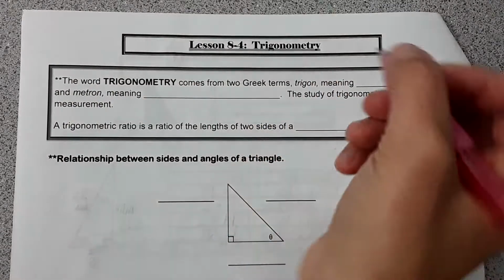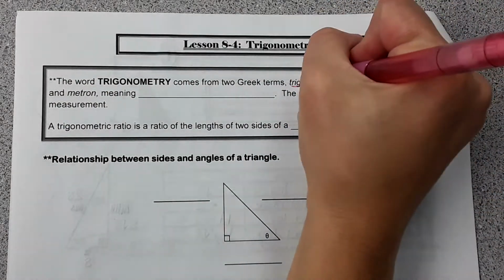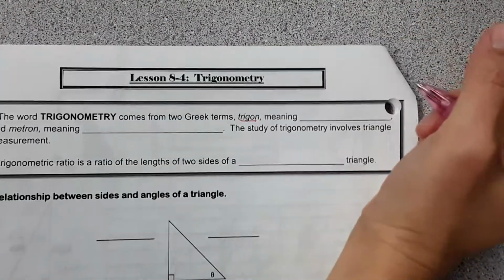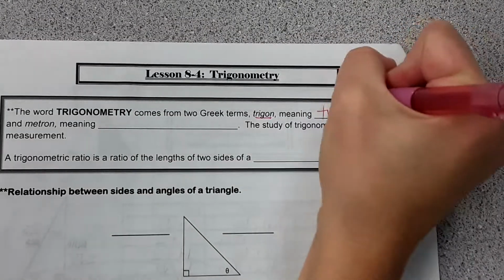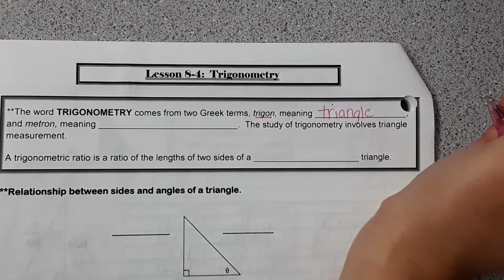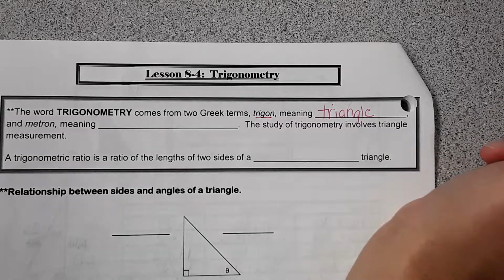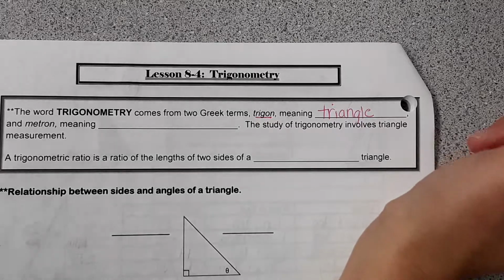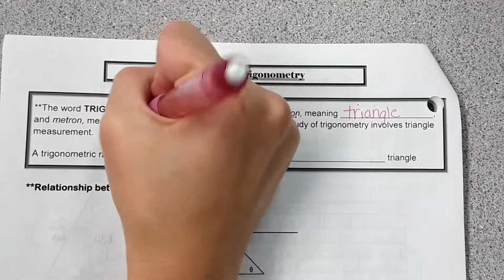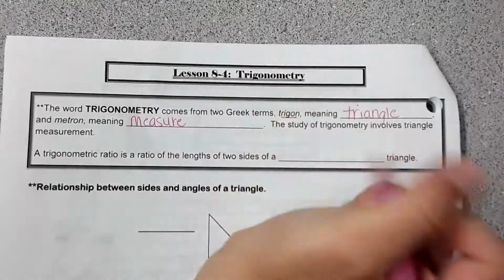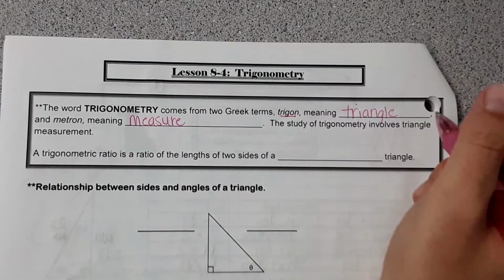The word trigonometry comes from two Greek terms, trigon meaning triangle. So Tori said that this didn't have anything to do with geometry, but it does. Trigonometry is all about triangles, right, Tori? Okay. And metron meaning measure. The study of trigonometry involves triangle measurement.